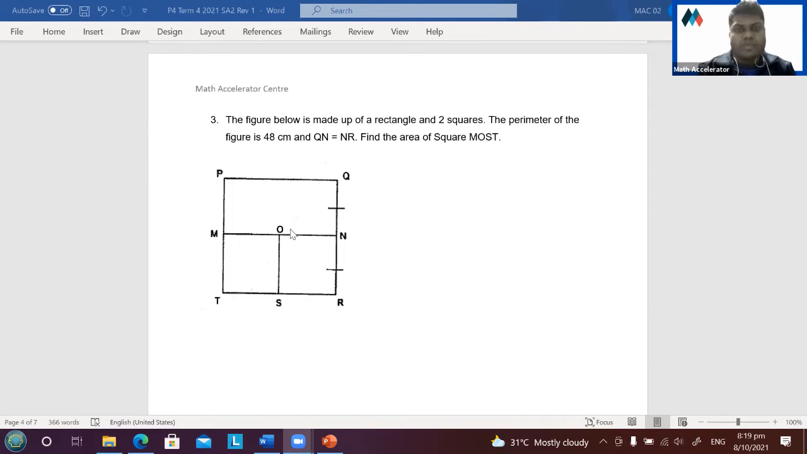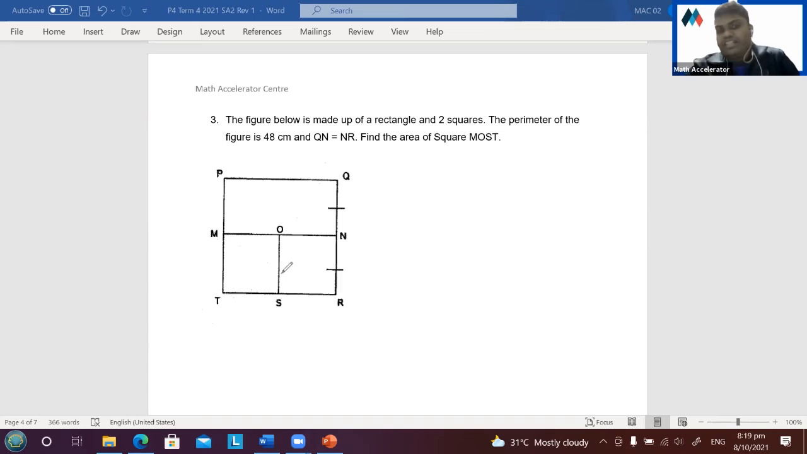The figure below is made up of a rectangle and 2 squares. Now the perimeter of the figure is 48 cm and QN equals NR. Find the area of the square MOST.